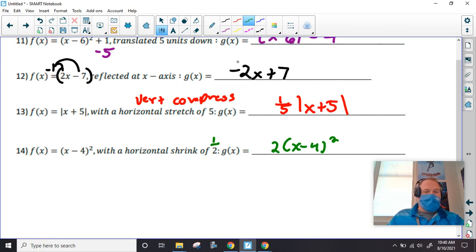Why is it 1/2? I should have written it as 1/2. I forgot that when I was doing this yesterday, we were using the reciprocals right here. So when it says a horizontal stretch of 5, it's actually a vertical compression of the reciprocal. This should actually be a horizontal shrink of 1/2, which is a vertical stretch of 2.